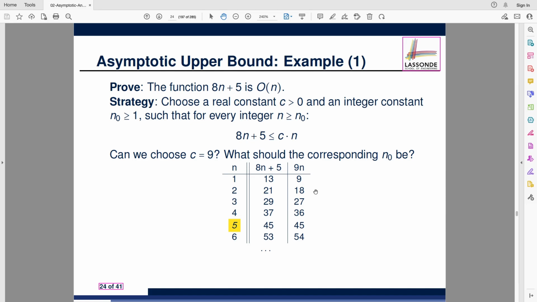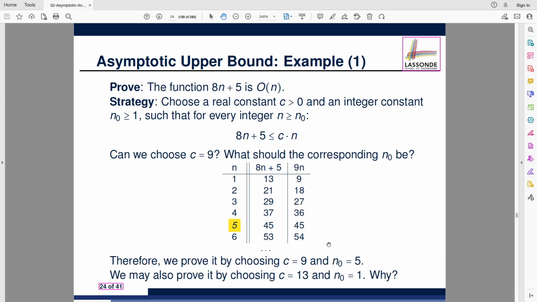Assuming that you guys are okay with this first approach, just drawing a table, right? You can also try, for example, over here, to choose a different combination of c and n0. By the way, there's more than one way in general for you to prove that f of n is big O of g of n. So choosing 9 and 5 is one way. Can you choose 13 and 1? I'll leave that as a little exercise for you.